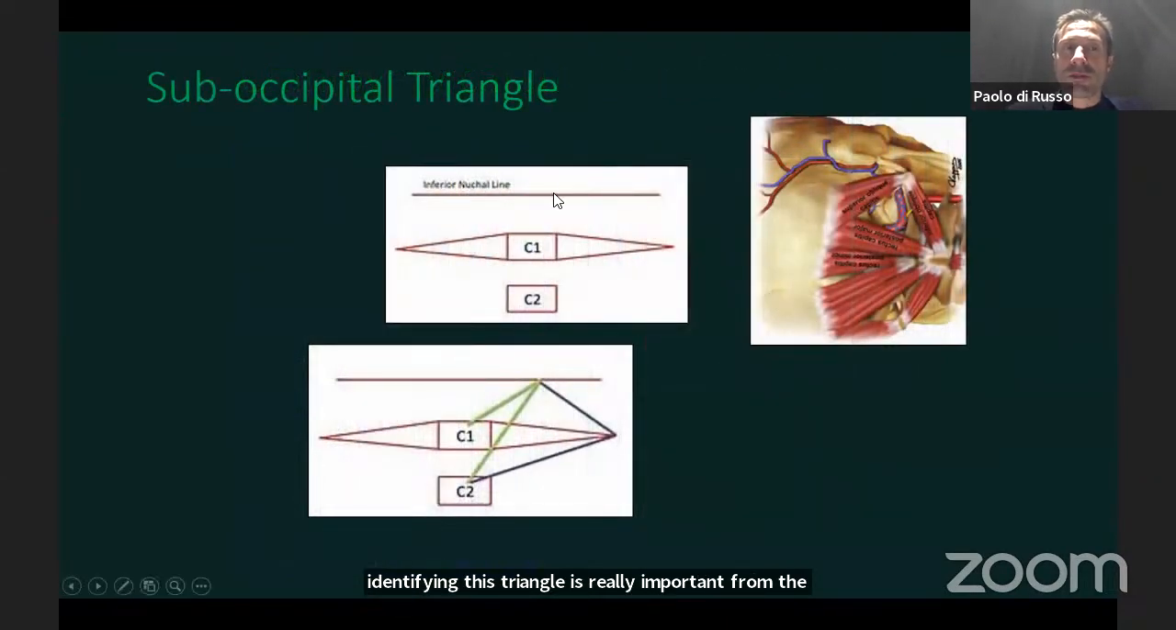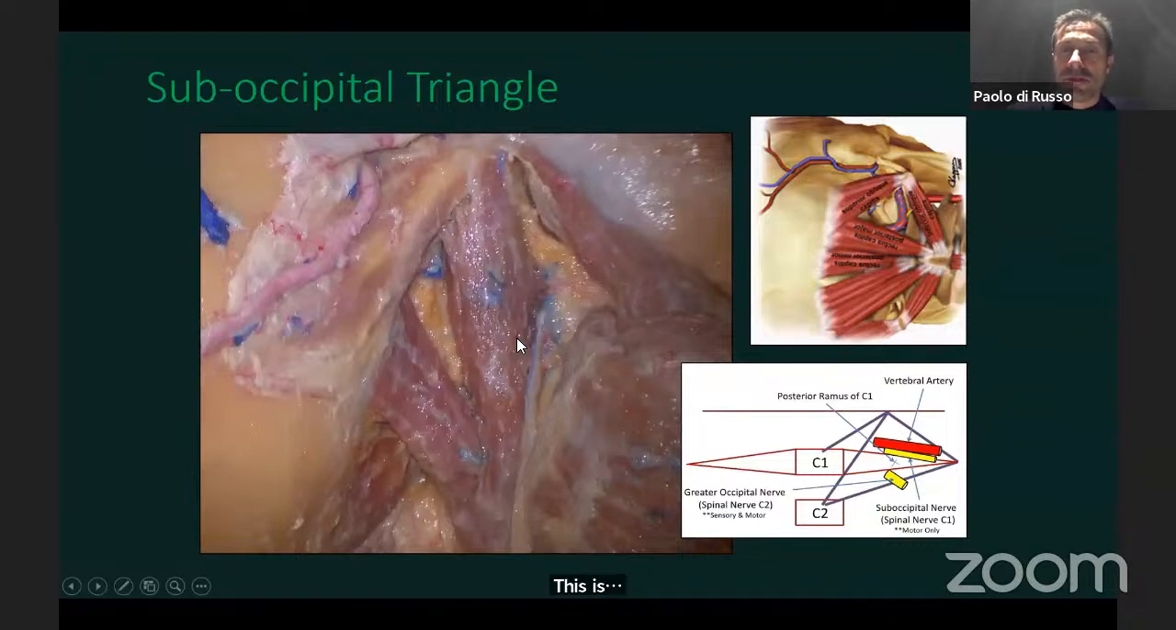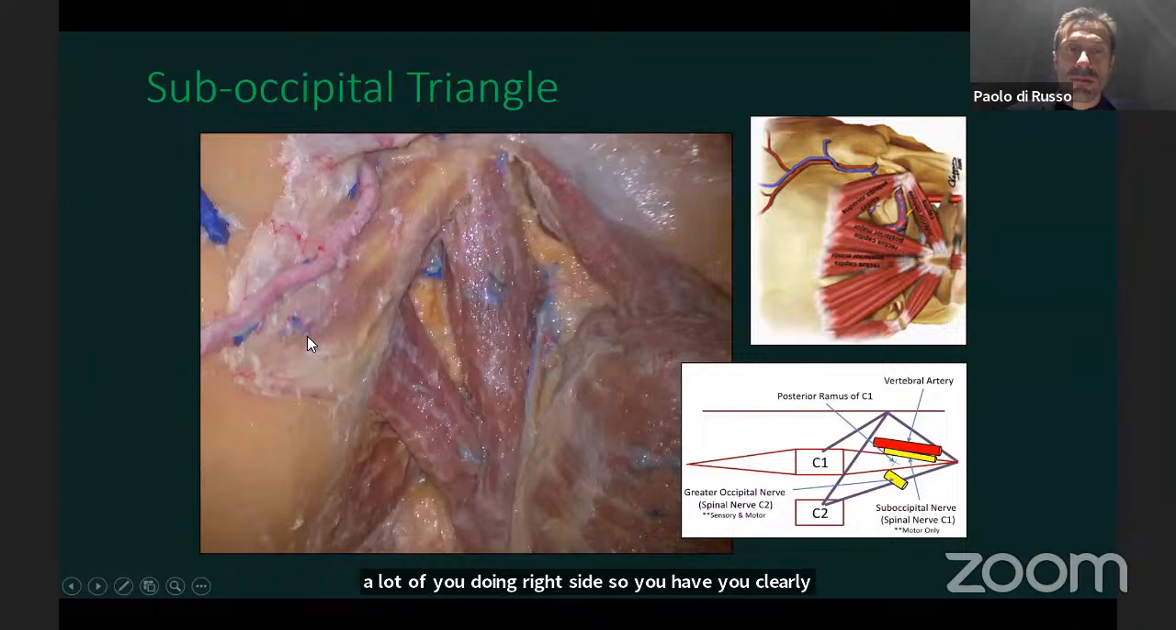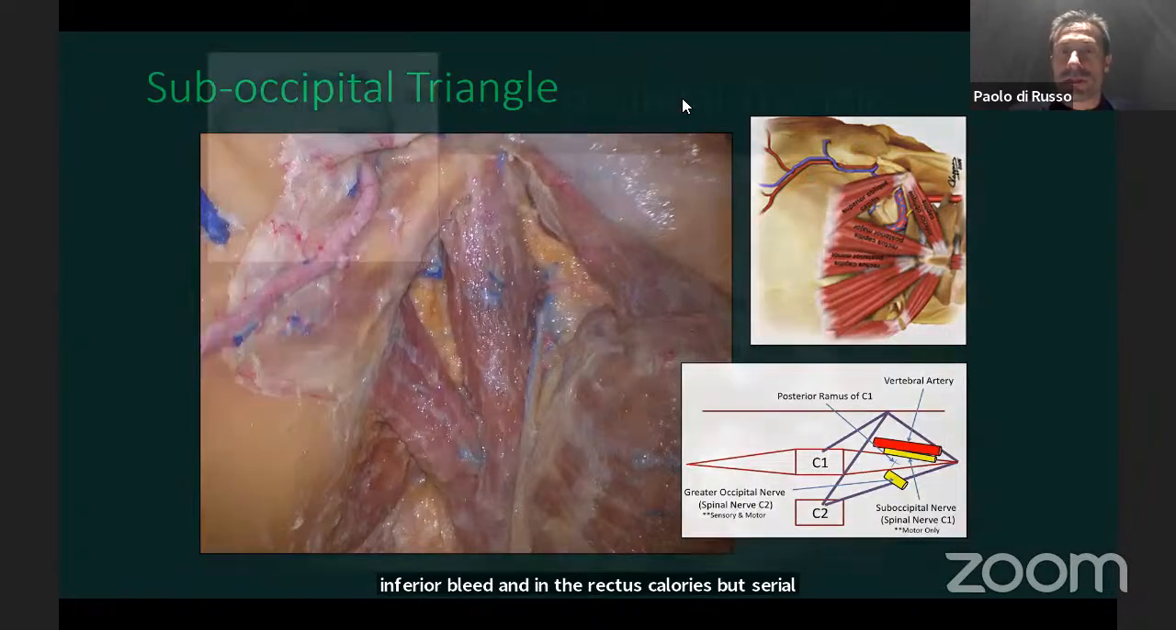So let's focus on the suboccipital triangle. This is a lateral view, right side. You clearly see the deep layer of the muscles. You have the superior oblique coming from the inferior nuchal line to the C1 tubercle, then from the C1 tubercle to the C2 spinous process we have the inferior oblique, and then the rectus capitis posterior major from the inferior nuchal line to the spinous process of C2.